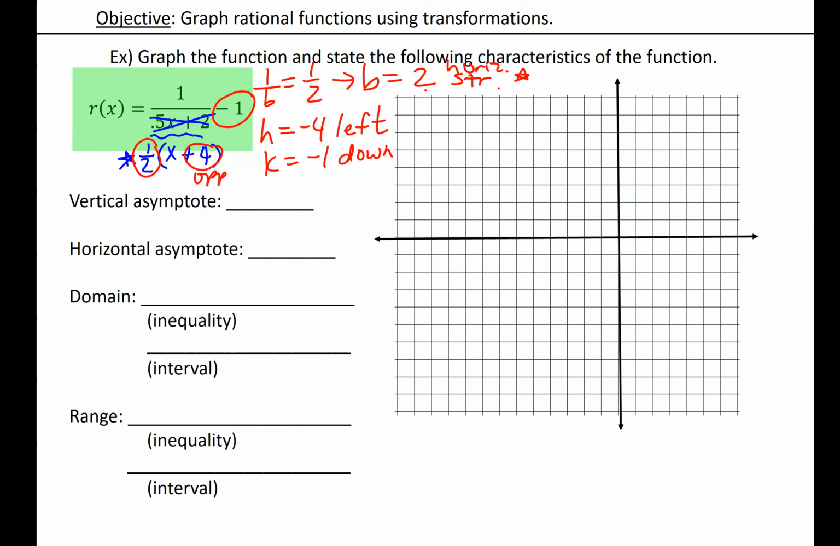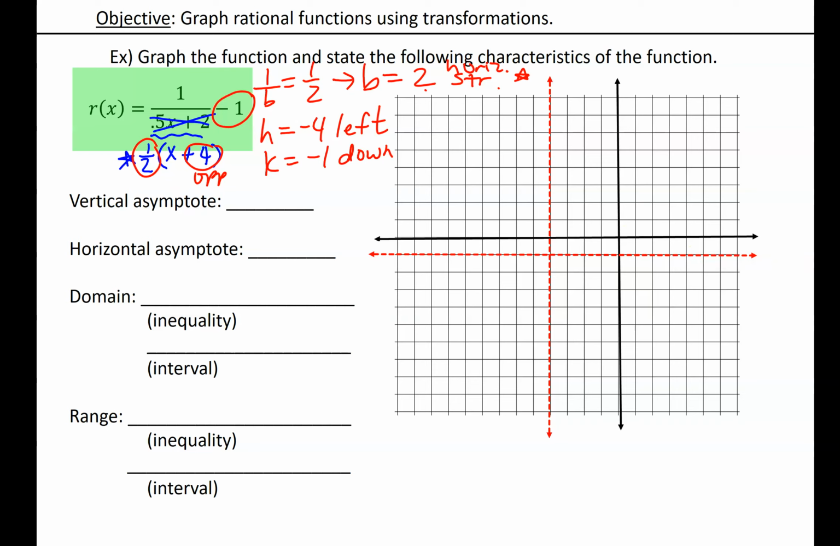Here we go. So now those asymptotes, dashed lines, remember? Our vertical asymptote, which is on the y-axis to begin with, is going to move left 4 units. So it ends up over here. And our horizontal asymptote, which starts out at the x-axis, is going to move down 1 unit. So it's right there. Now I'm going to transform those 2 key points.